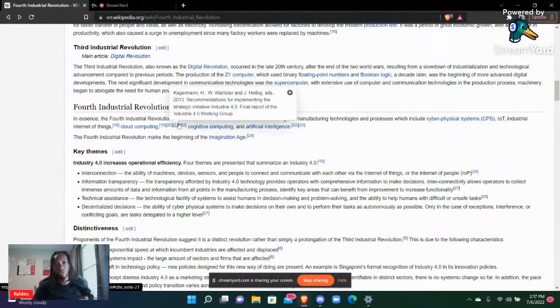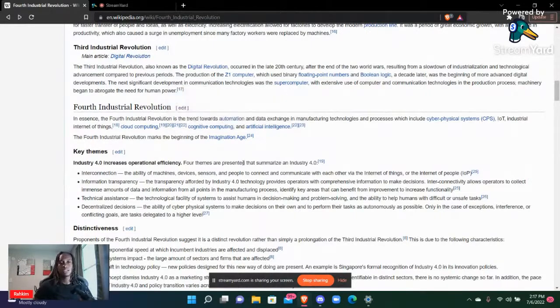And then it goes into the fourth industrial revolution. It says, in essence, the fourth industrial revolution is the trend towards automation and data exchange in manufacturing technologies and processes, which include cyber physical systems, IoT, industrial internet of things, cloud computing, cognitive computing, and artificial intelligence.